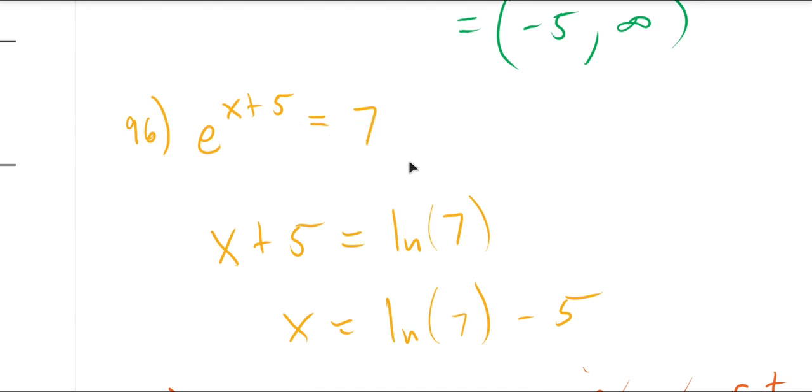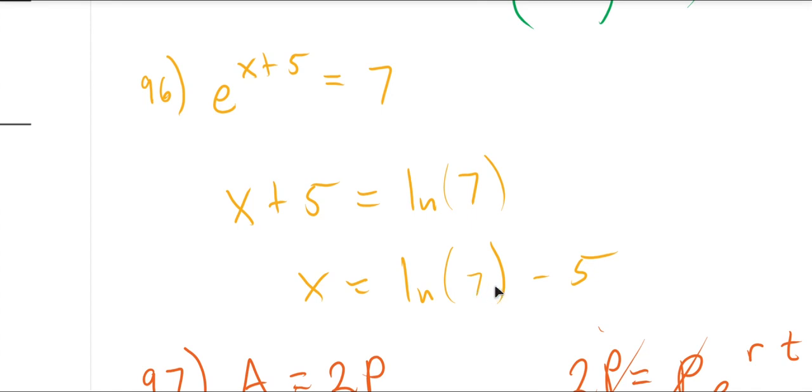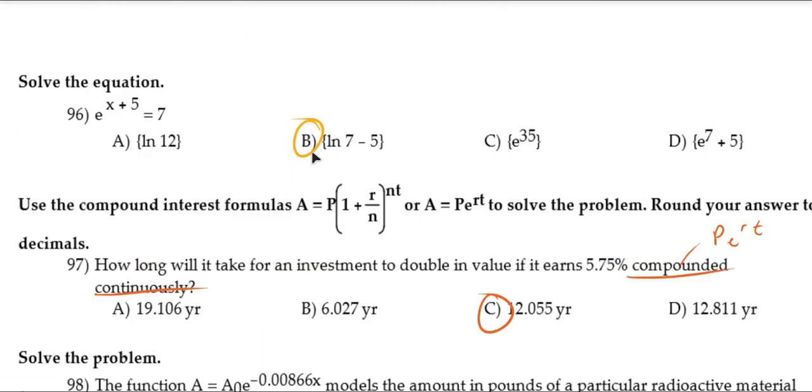If we take the log of this side, we get ln of 7. If we take the log of this side, base e, we get x plus 5. This lets us solve for x by just subtracting 5 over, and ln of 7 minus 5 is the exact value. If we wanted to plug this into the calculator, we could get some approximate value out to decimals, but actually the exact value is what they are looking for here.